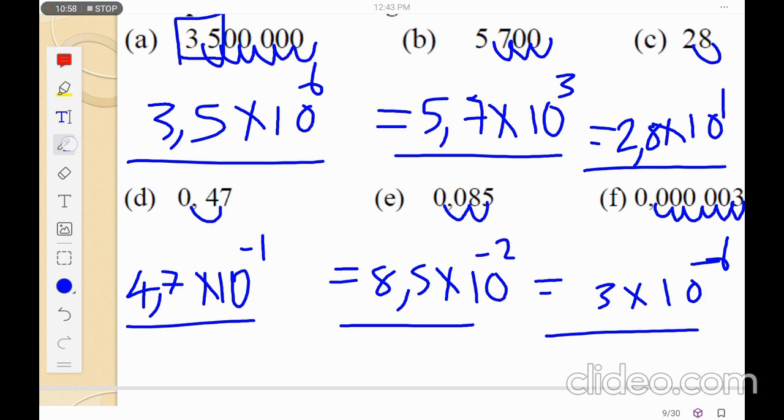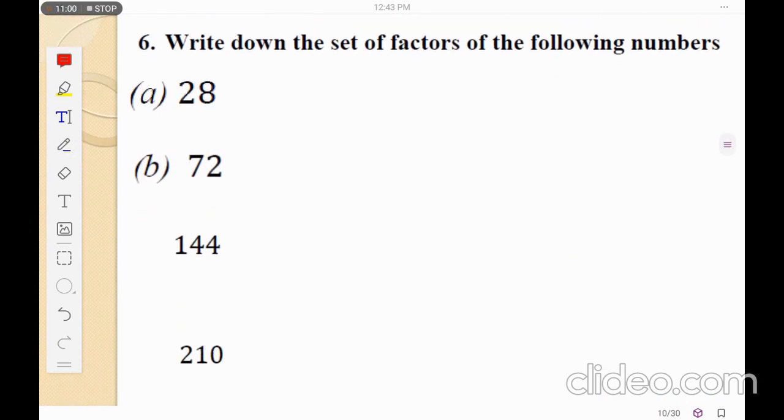Let's move on to the next question. Okay, the next question, we want to write factors for these numbers, number C and number D there. When they ask us for factors, we are simply going to write the numbers that can get into 28. Even the number itself, 28, is also a factor of 28.